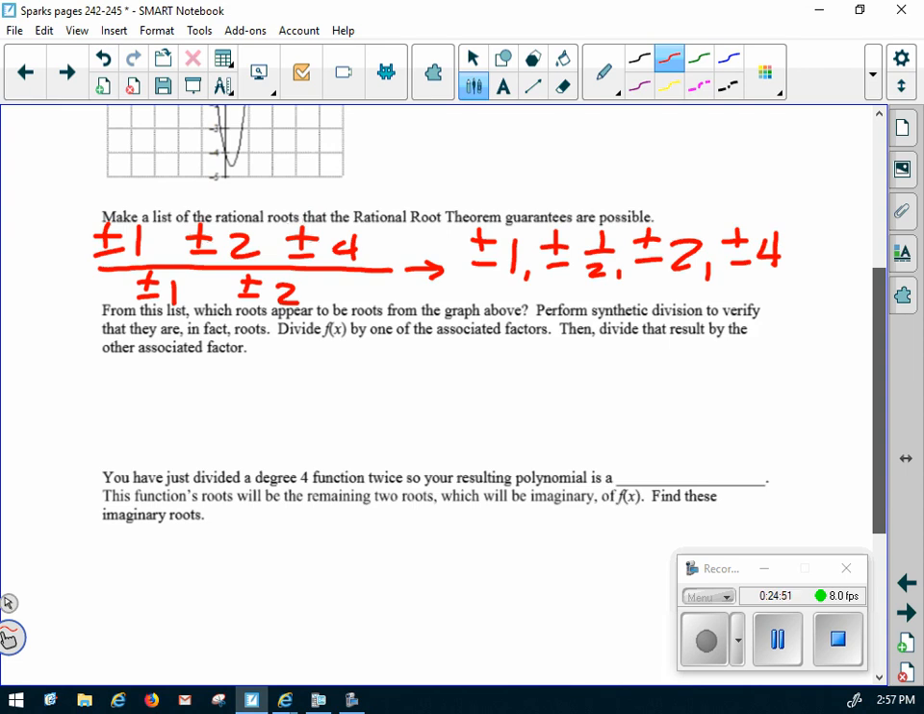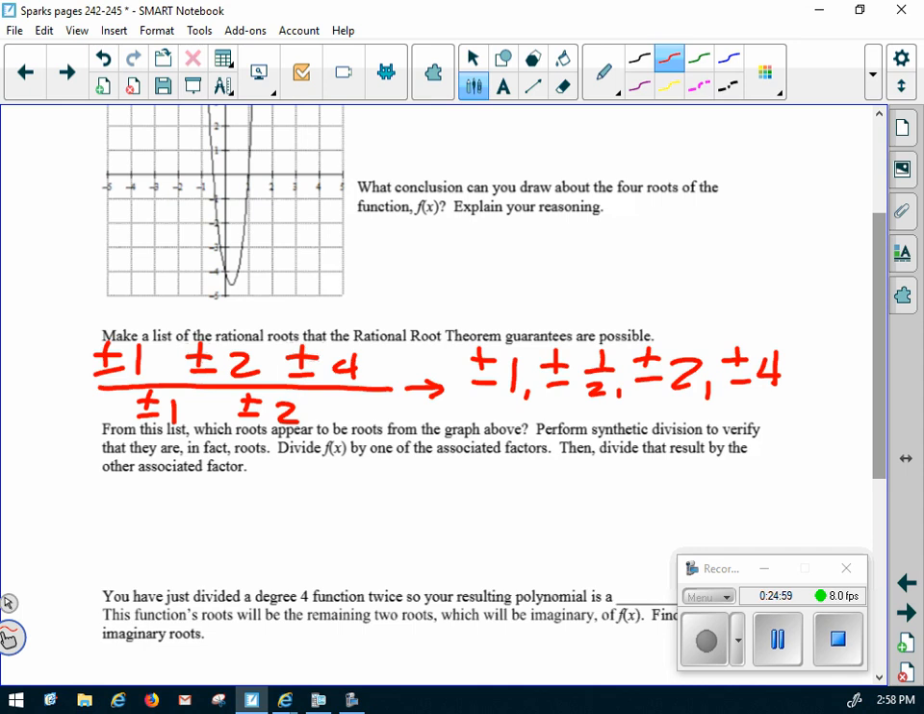Now, I want you to look here. From this list, which roots appear to be roots from the graph? You think 1 might work and -1/2 might work? Where are you lost? It's all right. Where are you lost?